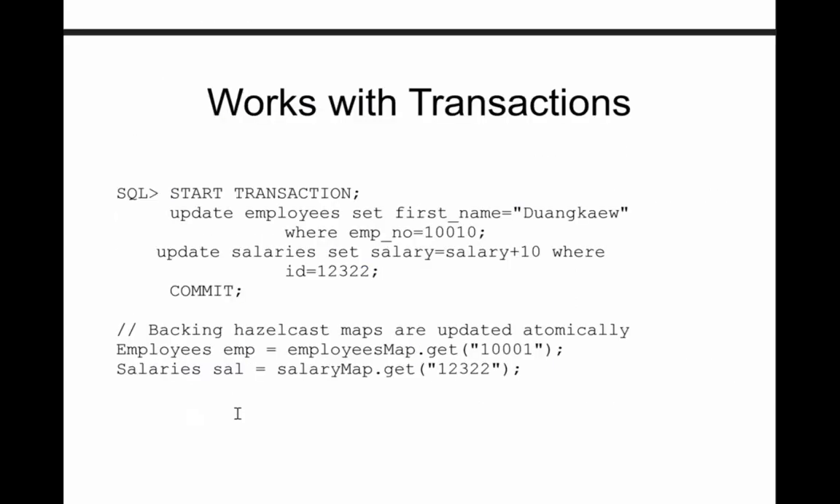And as I said, it will work with transactions. So if you start a transaction and you update the employee name or you update the salary, and then you commit the changes, it will be conveyed out to the Hazelcast maps, either both of them or none of them until it's done. So you will not end up in the situation where one map is updated and not the other. So they will be updated atomically.